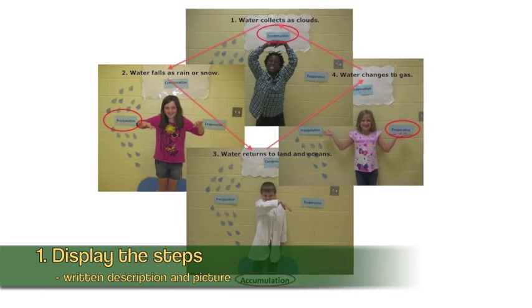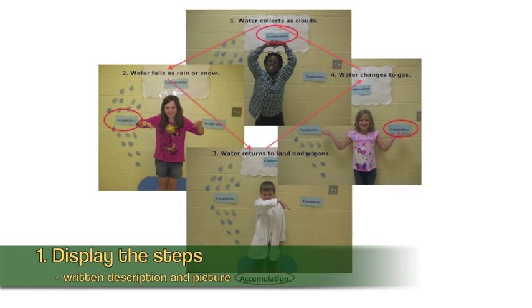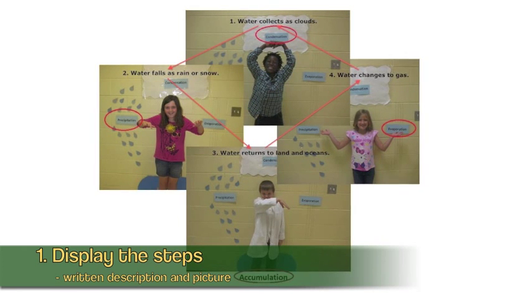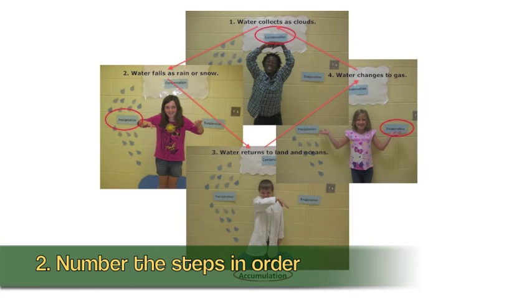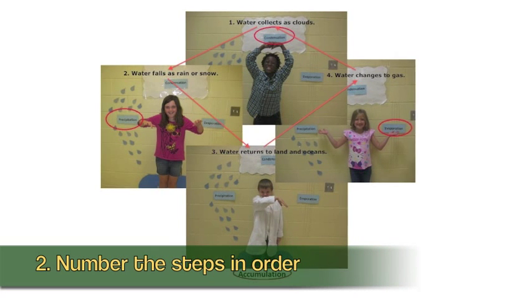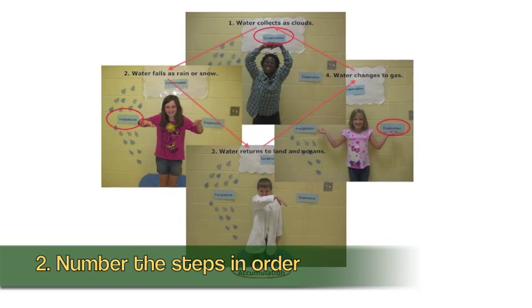To use TPR in your classroom, there are 5 important steps to remember. First, display the steps at the front of your classroom. These will show the written description of each step as well as a picture of the TPR gesture. Be sure to number the steps in order. This will offer your students a quick reference guide to remembering the steps.